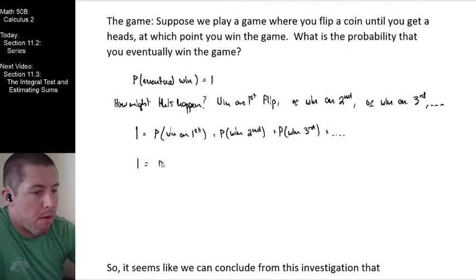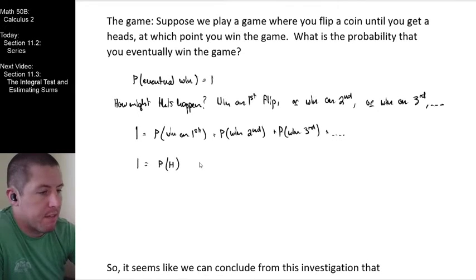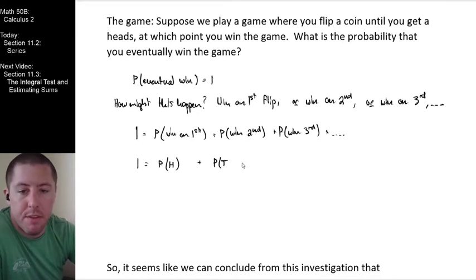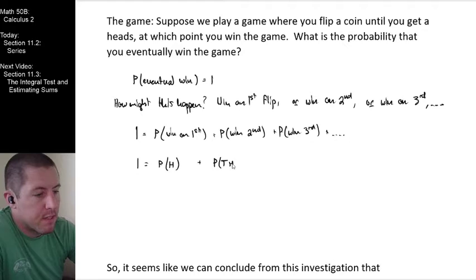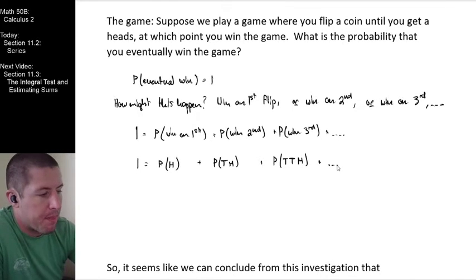Well, this should be my probability of just getting a heads, right? If I'm going to win on the first flip, then that means that I just got a heads on the first flip. If I'm going to win on the second one, then it must be that I got a tails for the first flip and that I got a heads for the second flip. If I'm going to win on my third flip, it must be the case that I got a tails for the first, a tails for the second, and a heads for the third, right? And we could keep on playing that game out there as well.